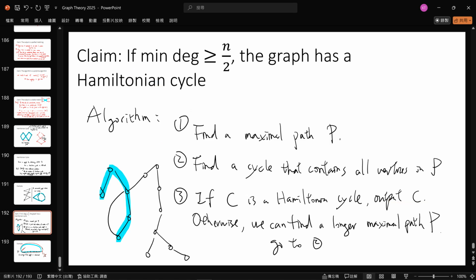So now we know how to find a maximal path and we know how to find a longer path. The remaining question is how to find a cycle. After the break, we're going to discuss the second step.